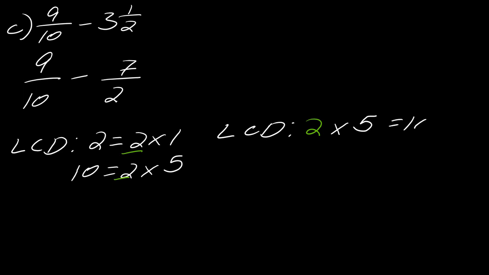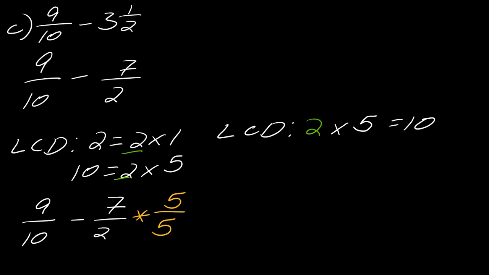Like here, it's still the same reasoning of how to think through this. So here's the good news. I don't have to rewrite 9 over 10. That's already got the LCD. So I just rewrite this as 9 over 10. And now I'm going to make a manipulation to this 7 over 2. What do I multiply the top and bottom here by? I'm going to multiply the top and bottom here by 5. And so now I've got 9/10 minus 35/10.